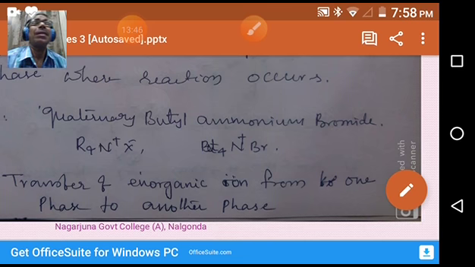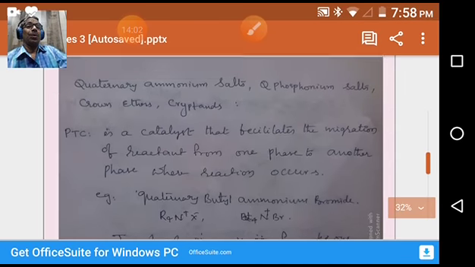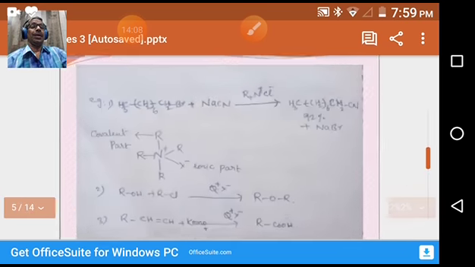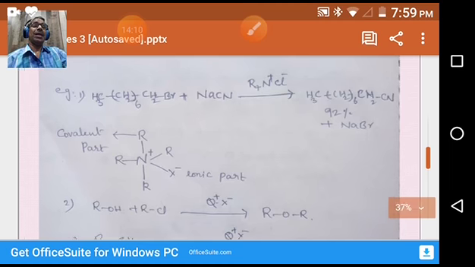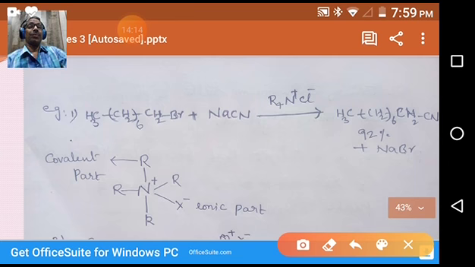There are some reactions where, without this phase transfer catalyst, the reaction doesn't proceed. If you provide all the required things, reactants, reagents, temperature, but the reaction doesn't proceed. So why? We'll discuss this in the mechanism. You see, there is one reaction. Observe carefully. You see this one. What is this?